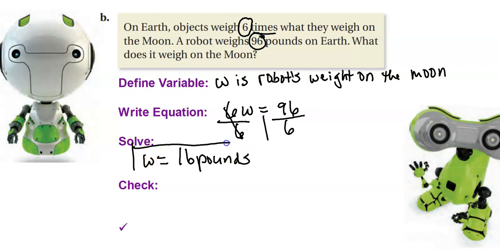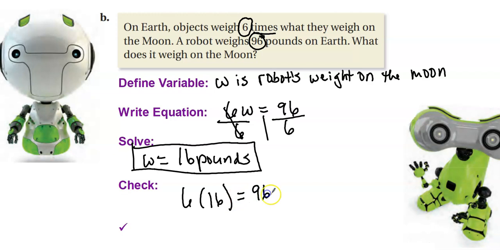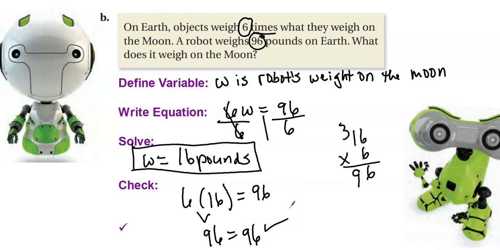So this robot weighs 16 pounds on the moon. And then I'm going to check my work. So 6 times 16 equals 96. Again, I'm going to do the math. 6 times 6 is 36. There we go. 96 equals 96. Check.